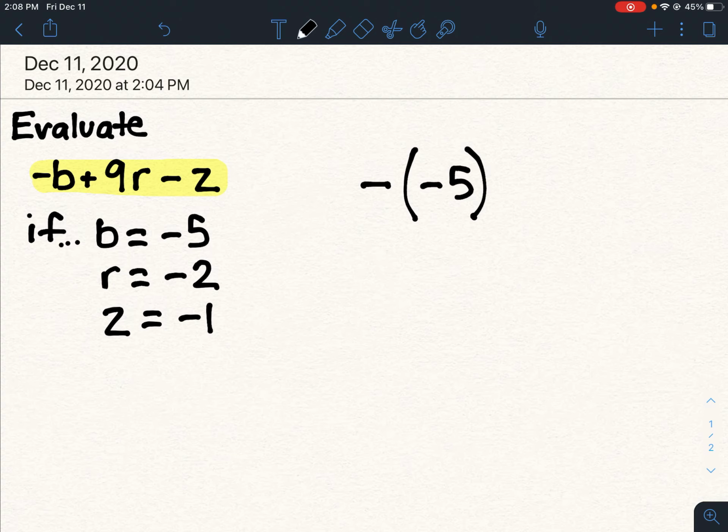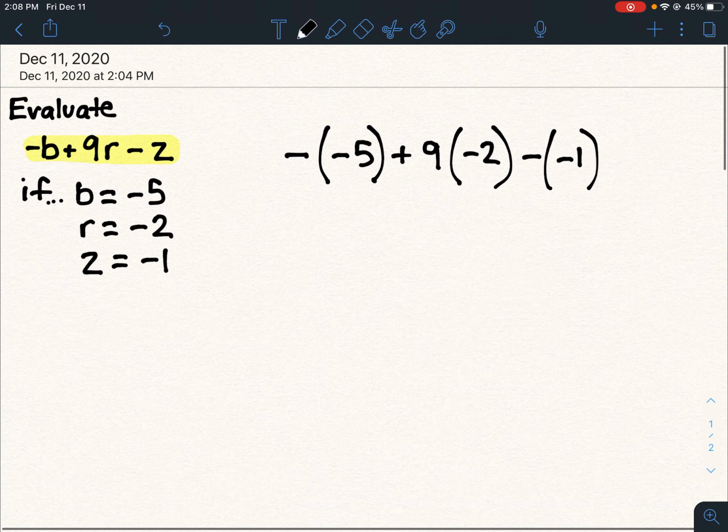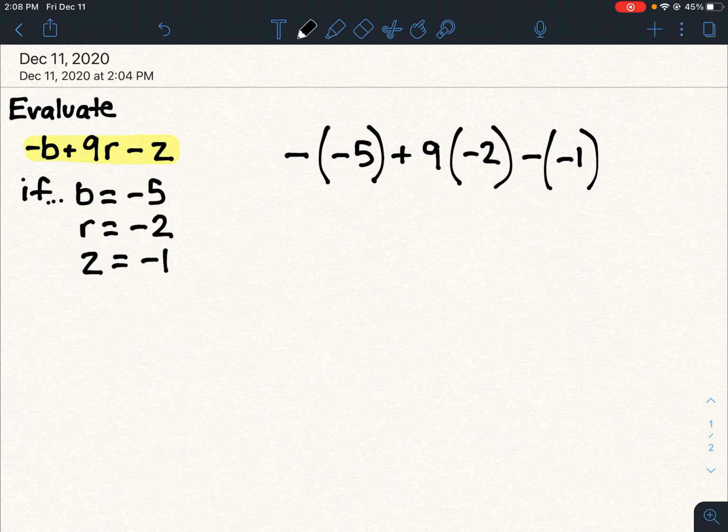Okay, plus 9 times -2 minus -1. Okay, so there's a lot going on here, and we need to make sure we follow the order of operations. So the order of operations tells me in which order I should solve things. So the order of operations, if you remember, is PEMDAS. Parentheses, exponents, multiplication and division from left to right, and then addition and subtraction.